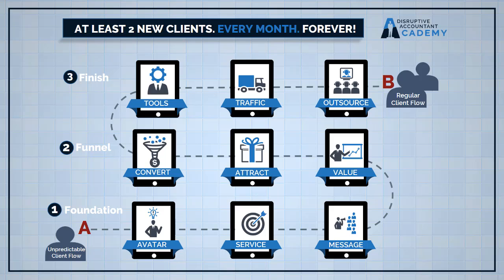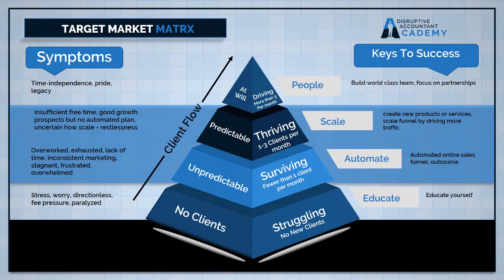Every accountant's business, including yours, is in one of 4 phases. If you have a look at this, you might be in the bottom phase. So you might be in the struggling phase where you've got no new clients coming into your business every month. Or maybe you're in what we call the surviving stage. And this is where you've got unpredictable lead flow. And this might be where you've got less than 1 client a month. And what's really frustrating is you don't necessarily know where the leads came from. And even worse, you don't know how to actually duplicate that process.